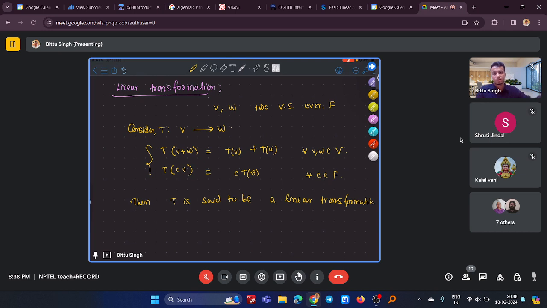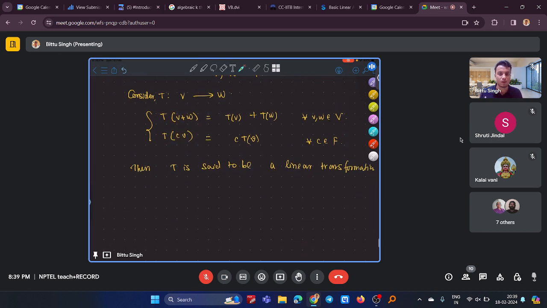So linear transformation means it is not only a map from a vector space to another vector space, but it needs to satisfy some structure. That is, it satisfies the addition property and the scalar multiplication property. That is, it commutes with addition and scalar multiplication. This is the definition of a linear transformation.